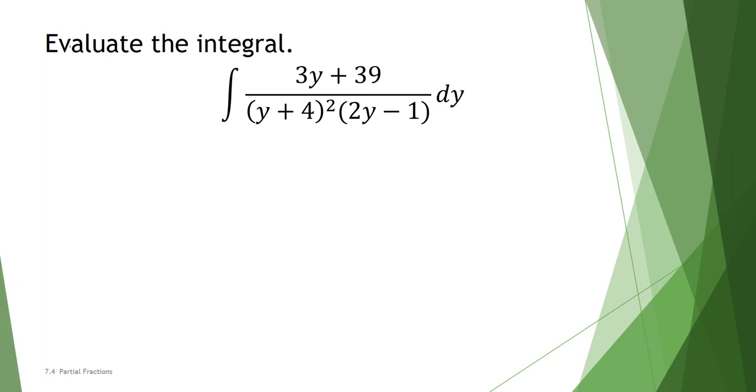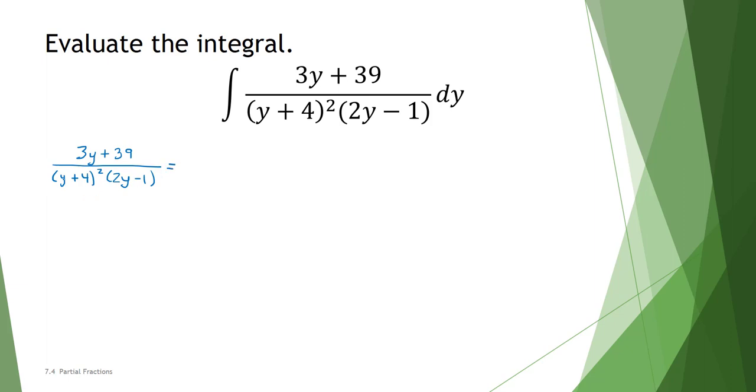The first thing I am going to do is break down the partial fraction decomposition of our integrand, which is (3y + 39) divided by (y + 4) squared times (2y - 1). Notice that the bottom of this fraction is already factored for us. If it were not factored, that would be our first step.